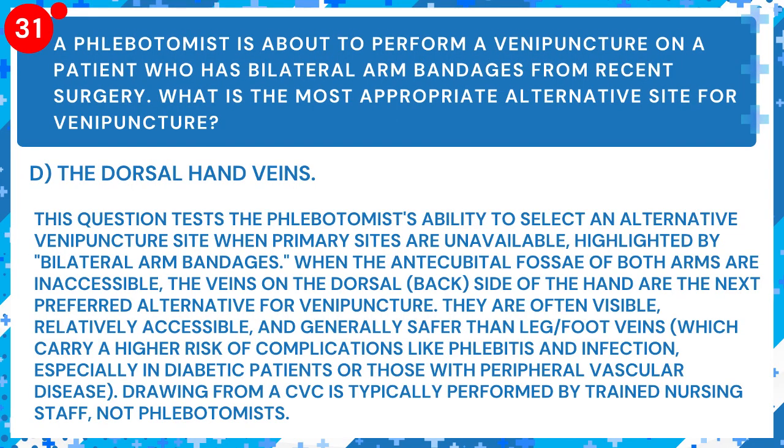Answer: D. The dorsal hand veins. Explanation: This question tests the phlebotomist's ability to select an alternative venipuncture site when primary sites are unavailable, highlighted by bilateral arm bandages. When the antecubital fossae of both arms are inaccessible, the veins on the dorsal, back, side of the hand are the next preferred alternative for venipuncture.